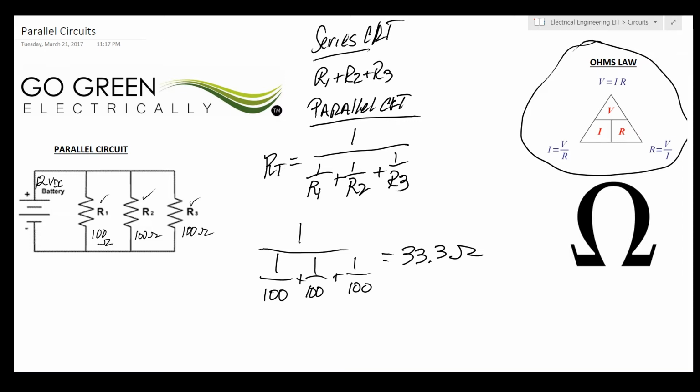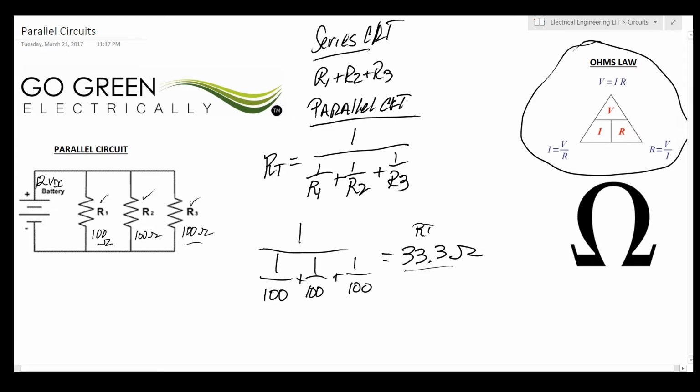And one rule of thumb you can use when you're finding resistance total in a parallel circuit is that the resistance total, which is 33.3 ohms, will always be smaller than the smallest resistor in the circuit, which in this case is 100 ohms. And you can see that proves out, it's less than 100 ohms. 33.3 ohms is our total.